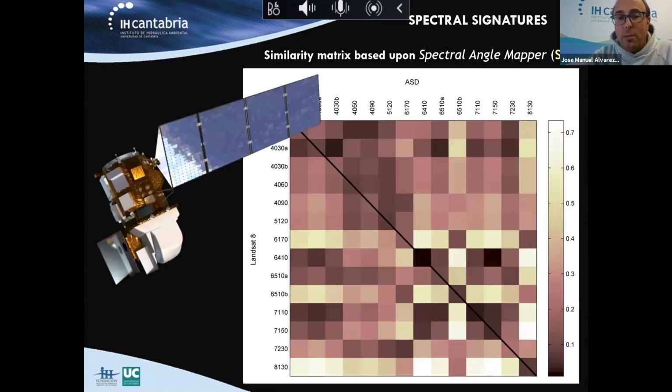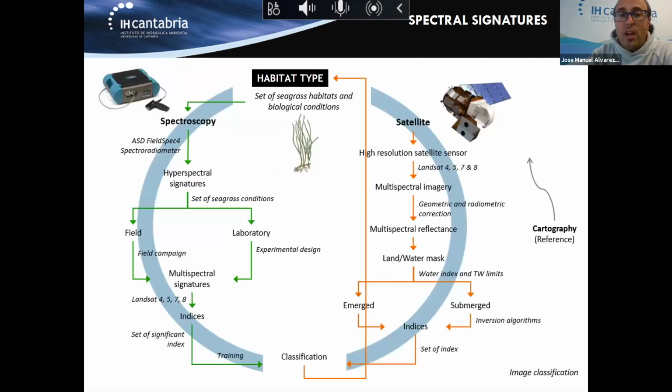And not only that, but also which habitats can be differentiated from others can be seen in the typical medium resolution satellites, such as Landsat and Sentinel. This allows us, afterwards, starting with this, to begin a round of improvement.